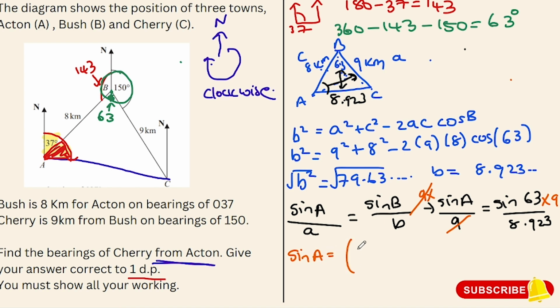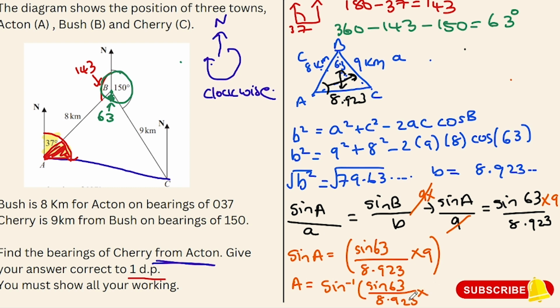So I'm left with sine A equals sine 63 over 8.923 times 9. After I've put that in my calculator, I'm not interested in sine, I'm interested in the inverse of sine. So I'm going to say A equals sine minus 1, and I'm going to plug all of that into my calculator, which is sine 63 all over 8.923 times 9.